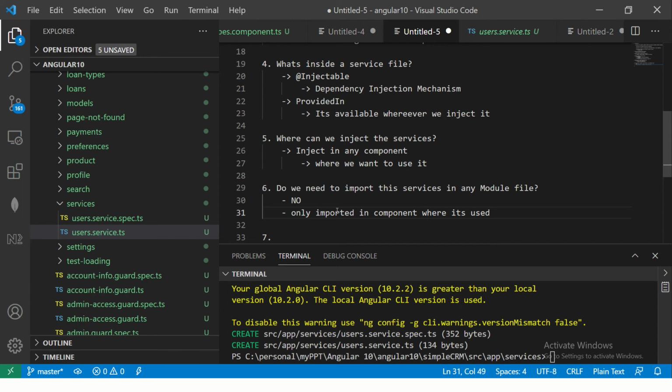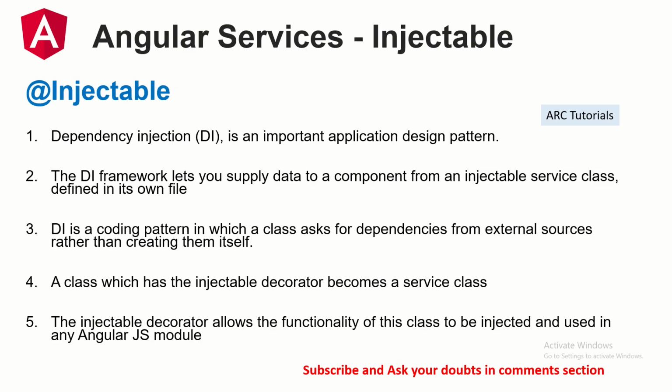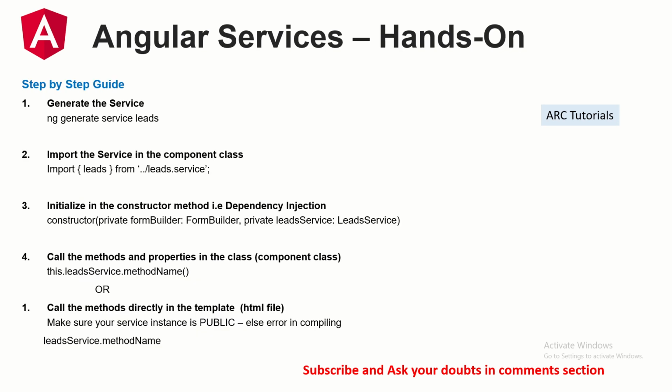All right. So now let's see the next one, which is injectable. Like I said, it's a dependency injection pattern. What it tells us is that it is coming from an external source, loaded inside this. So that's the injectable decorator that we are using, which allows the functionality of any class to be injected at runtime.